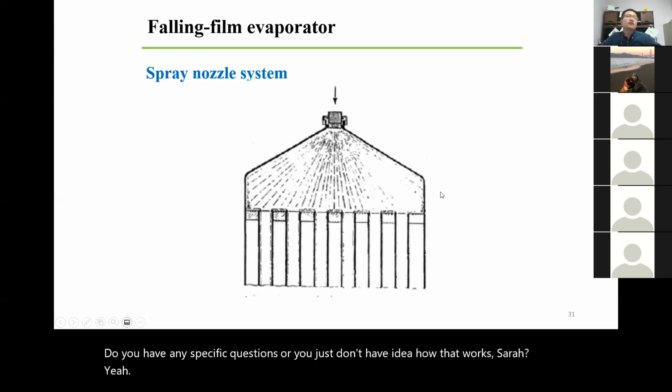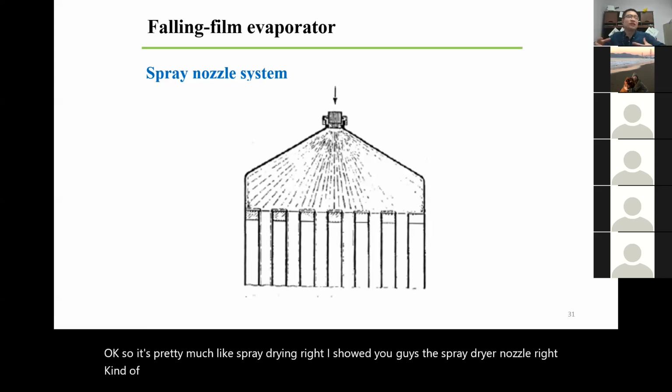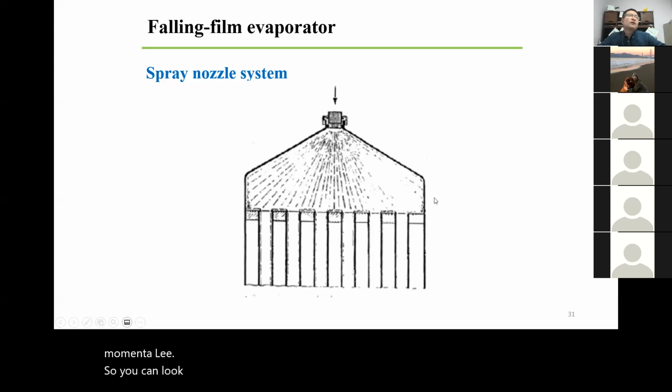Okay. So it's pretty much like spray drying, right? I showed you guys the spray dryer nozzle, right? It distributes water mixed with air, and the air dries it momentarily. So even with more viscous liquids, the spray nozzle still works.